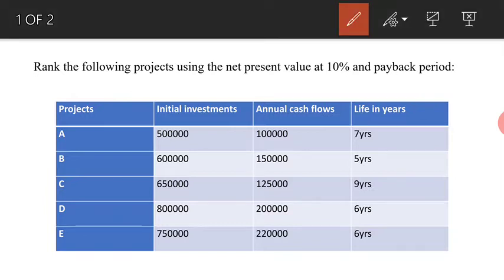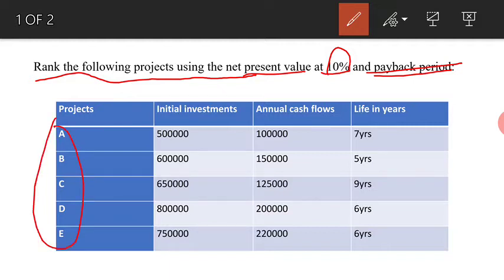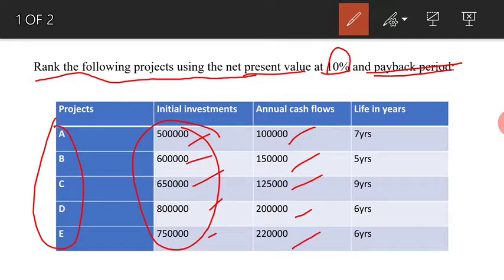So this is a typical problem which has been taken from the question paper. The problem says that rank the following projects using NPV, that is net present value, at 10% and payback period. So there are two things that we need to calculate over here. One is net present value and another is payback period. There are 5 projects given, that is A, B, C, D, E. Initial investment is given, that is 5 lakh, 6 lakh, 6 lakh 50,000, 8 lakh and 7 lakh 50,000. And annual cash flows are given, 1 lakh, 1 lakh 50,000, 1 lakh 25,000, 2 lakh and 2 lakh 20,000.